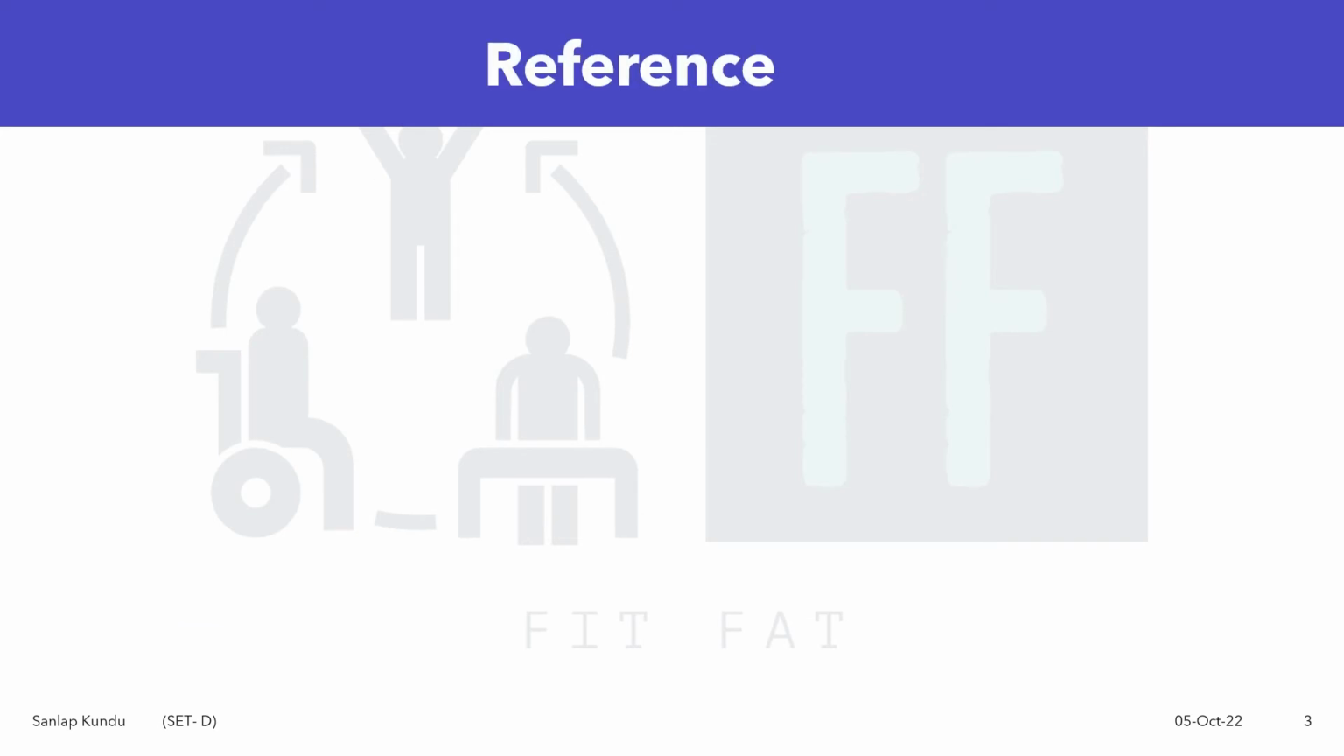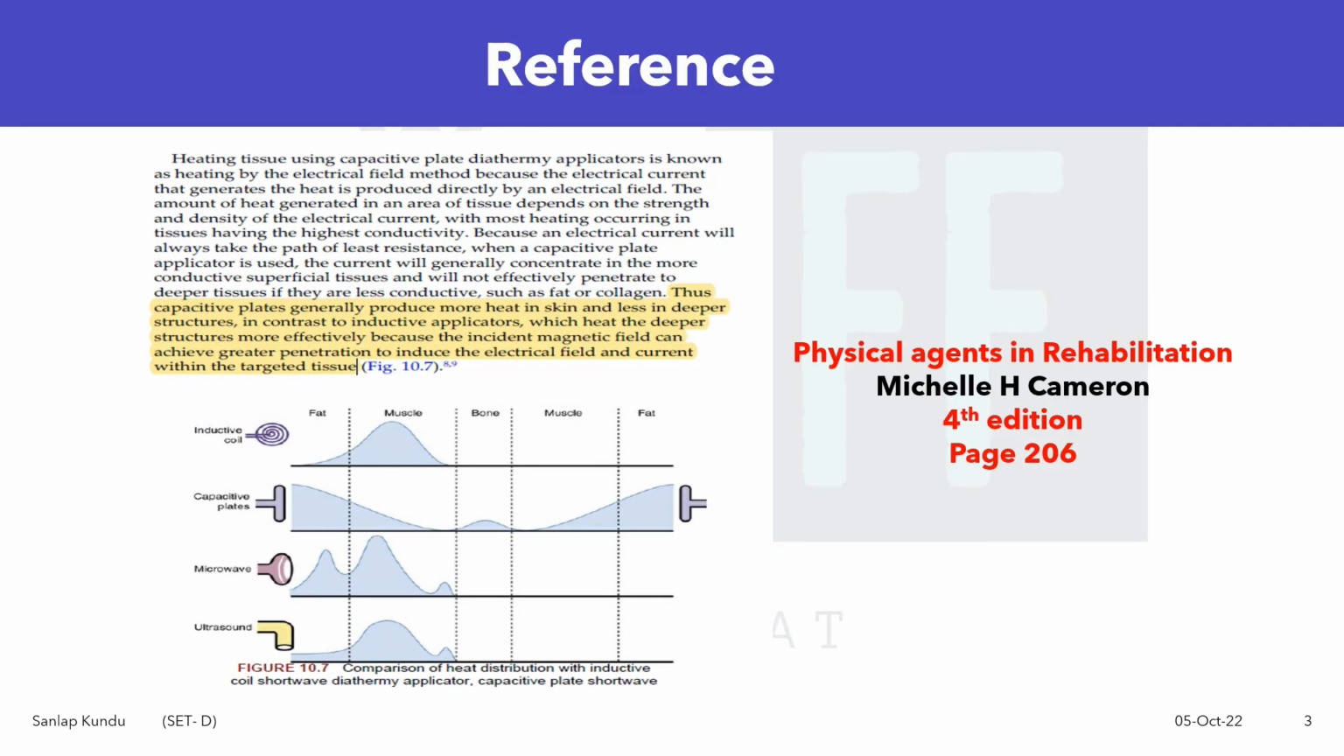Now for reference purposes, you can see the Michael H. Cameron book, page number 206. Here it is clearly written that capacitive plates generally produce more heat in skin and less heat in deeper structures. From the figure itself, you can also see there is more heat in the fat structures and there will be lesser heat in the muscle structures, and similarly when applying from both sides, it is similar on both of the sides.